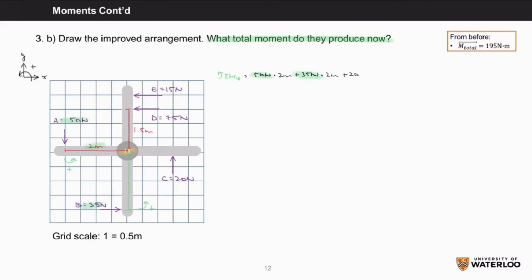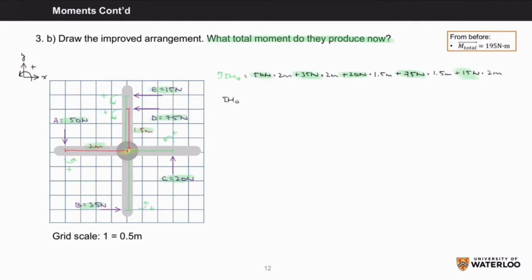of 2 meters, plus 20 newtons from C, which is also being added because it will act in the counterclockwise direction, times its normal distance to Q of 1.5 meters, plus 75 newtons from D, which you're adding because it will act in the counterclockwise direction, times its normal distance to Q of 1.5 meters, plus 15 newtons from E, which we're also adding because it will act in the counterclockwise direction, times its normal distance to Q of 2 meters.